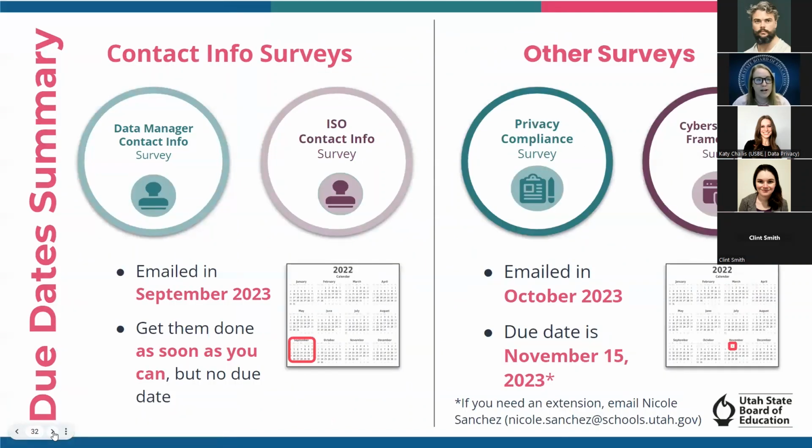A little bit, I almost forgot, a summary here about due dates. So contact info surveys will be sent out in the next couple days, and we just need those back as soon as you can get them to us. The other two surveys, the cybersecurity framework and the privacy compliance survey, will be emailed out in very early October, and the due date is going to be November 15th.